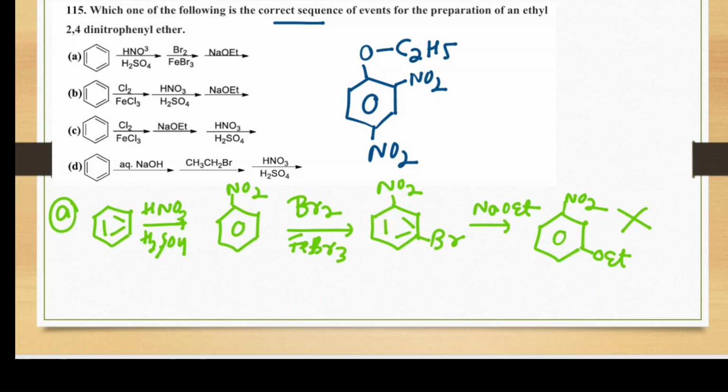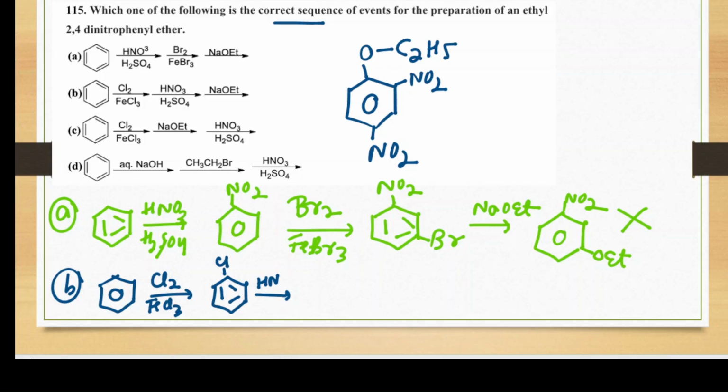Through path B, if you follow it, you will see that the reaction is like this. This is the benzene ring. Firstly, it is treated with chlorine in the presence of FeCl3, so chlorination is basically being done over here. You will get chlorobenzene formation, and then you do the nitration with HNO3 and H2SO4.